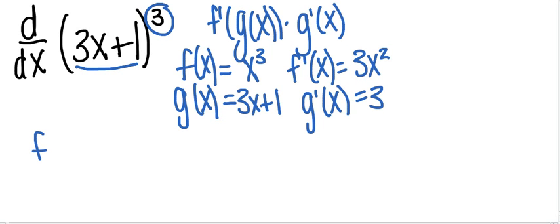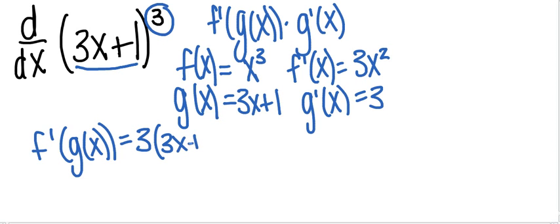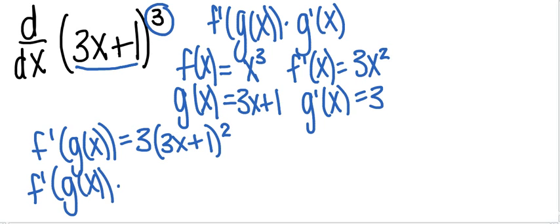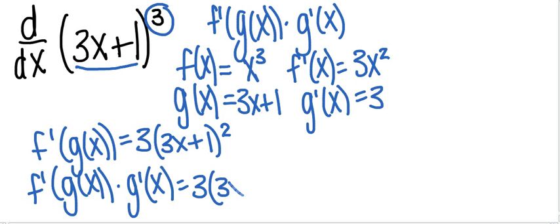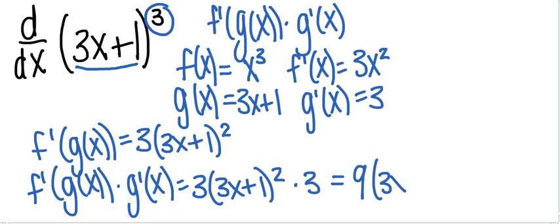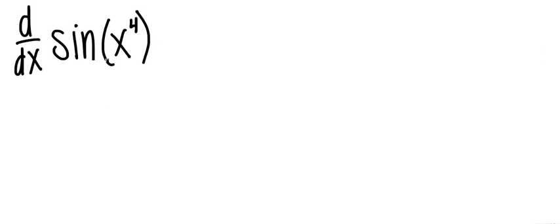F prime of g of x equals 3 times 3x plus 1 squared. F prime of g of x times g prime of x equals 3 times 3x plus 1 squared times 3, which equals 9 times 3x plus 1 squared. Let's do another example. Let's take the derivative of sine of x to the fourth.